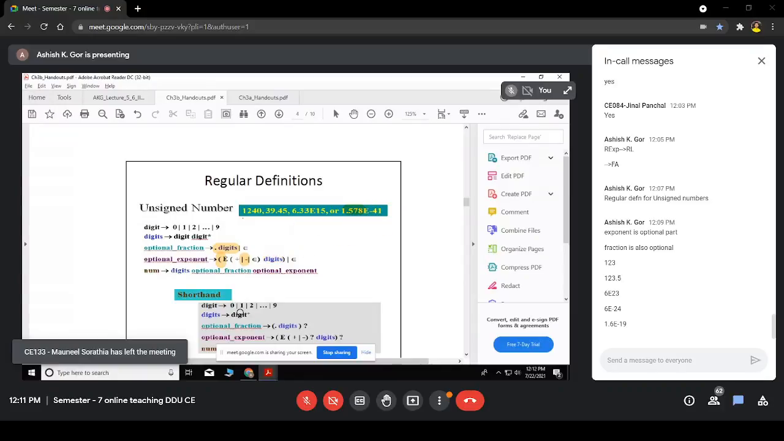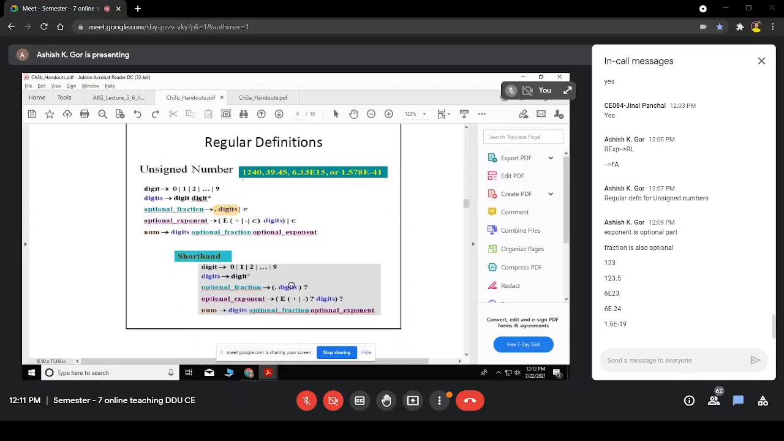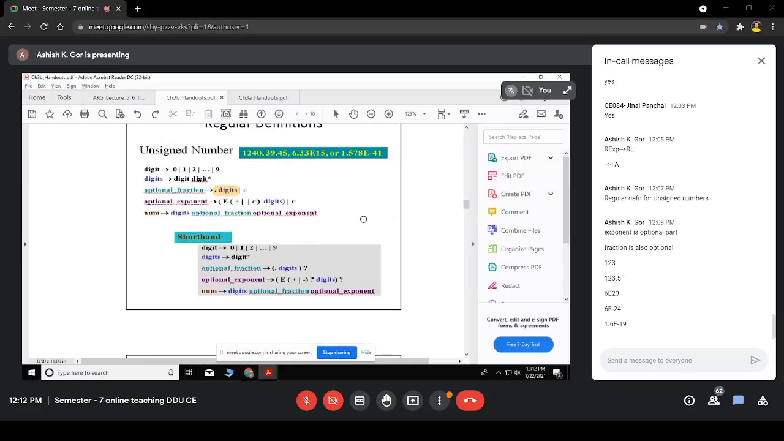Okay. So this is an unsigned number. So how to write the regular definition? I can easily write it like shorthand. Rather than writing this dot digits or null, I can use a question mark, which means 0 or 1 times. So dot digits question mark. That means if I take it once only, if I don't take it, it's null. Same way, this thing, and then I can put a question mark.